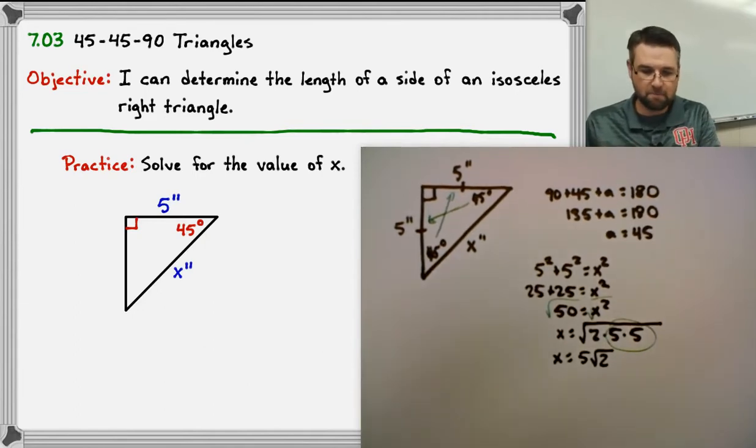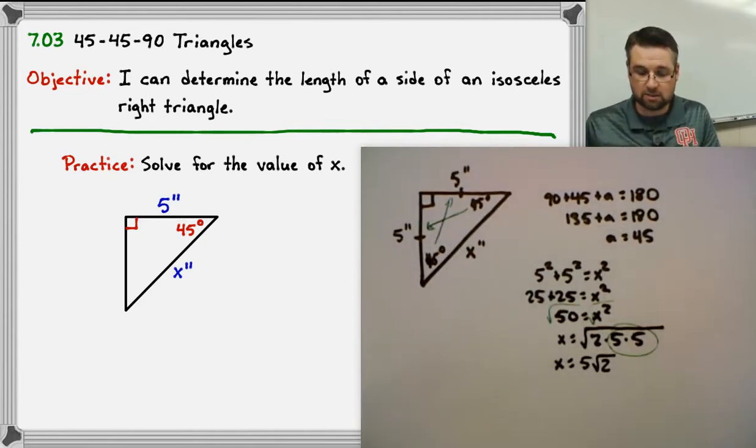So the point is, if you see a right isosceles triangle, you can still find the missing side by using the Pythagorean theorem, okay?